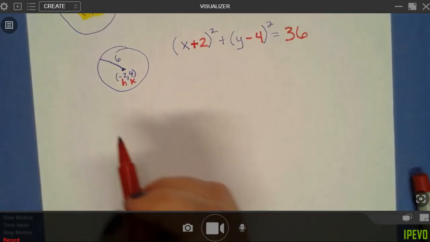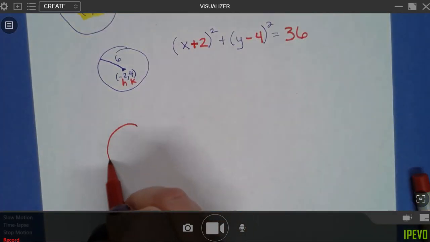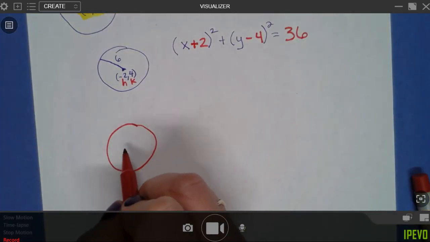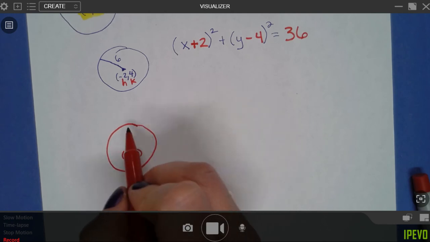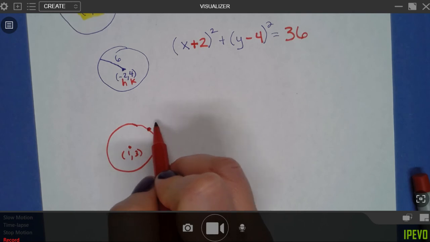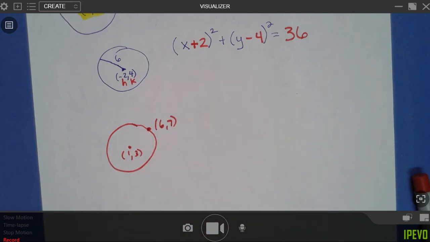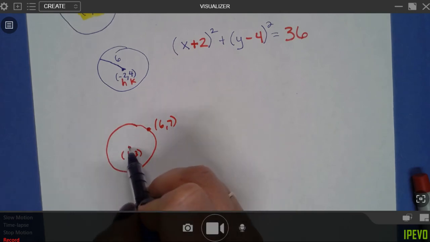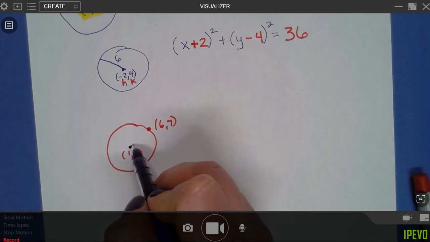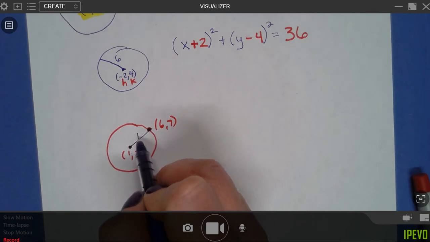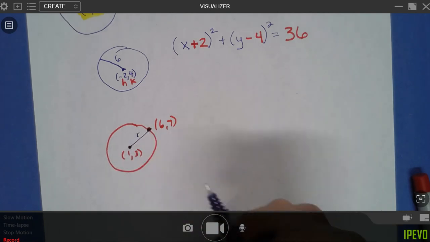So another type of problem you can have is you have your circle here, and they give you a center. Let's make this 1, 3. And then they give you a point on the circle, 6, 7. So this time you do not have the radius. You don't know what the radius is. You could use your good old friend, the distance formula, to find the distance from here to here, which we call a radius. You could also use the Pythagorean theorem.